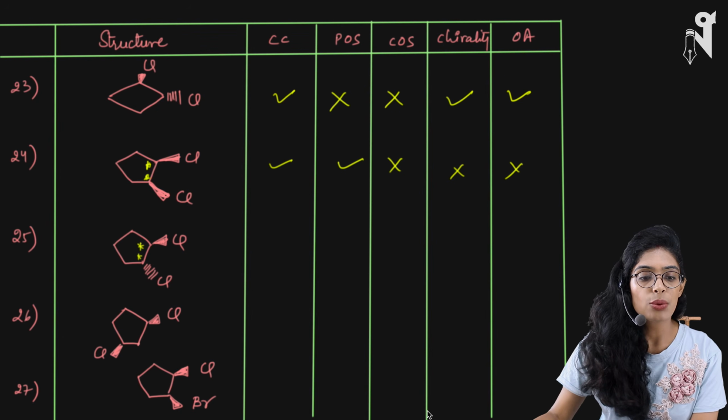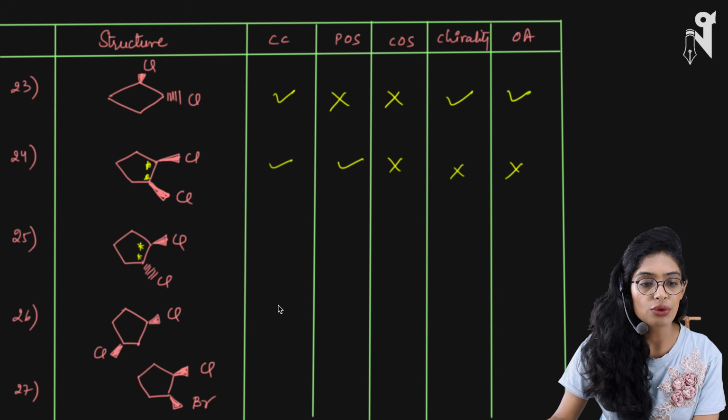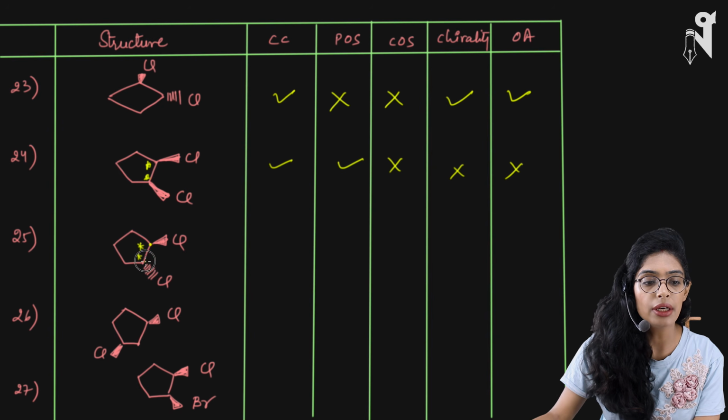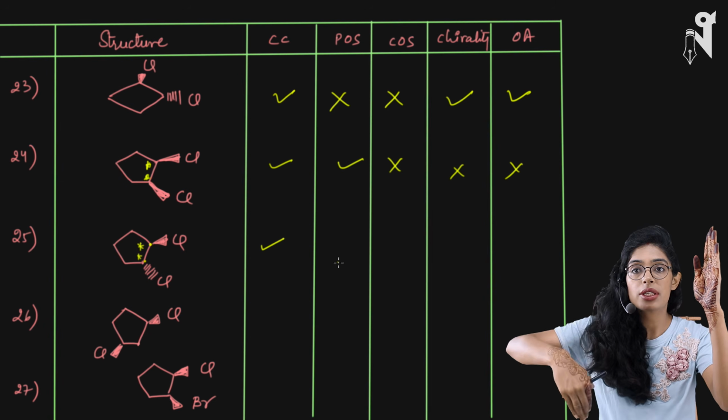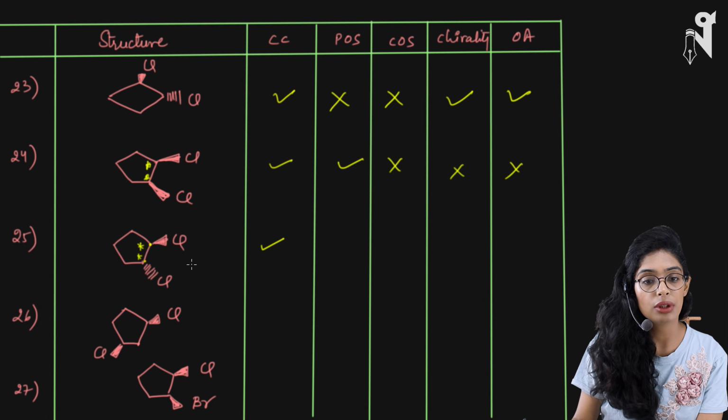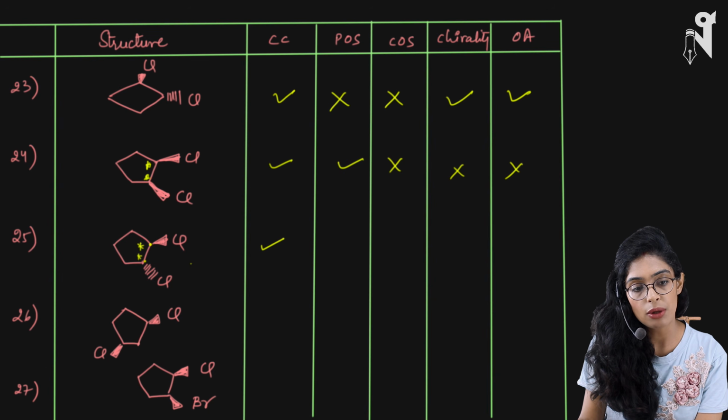Okay, so now let's see this 25th one. Do we have chiral centers over here? Yes, this one is a chiral center and this one is a chiral center. So two chiral centers are there. Do we have POS? One chlorine is up, another chlorine is down. Do we possess POS if I cut it through this plane? No, it will not possess POS.